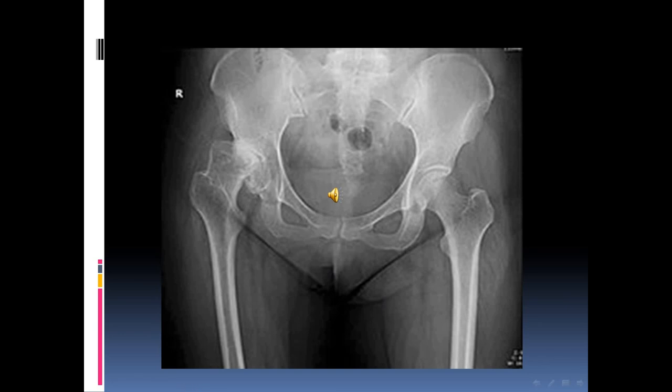This is x-ray or plain x-ray of both hip joints in adult. You can see there is a long-standing right-sided DDH with false articulation. So the abnormal articulation is seen between the head of femur and area just superior to the acetabulum. So this is another advanced DDH.